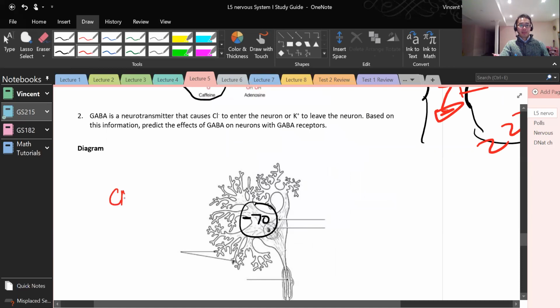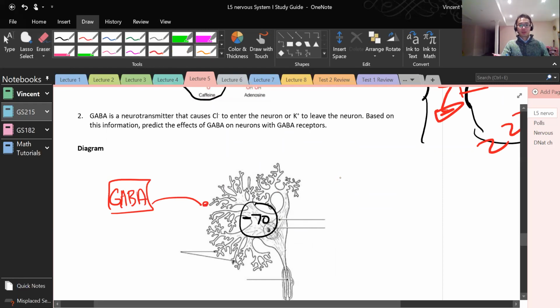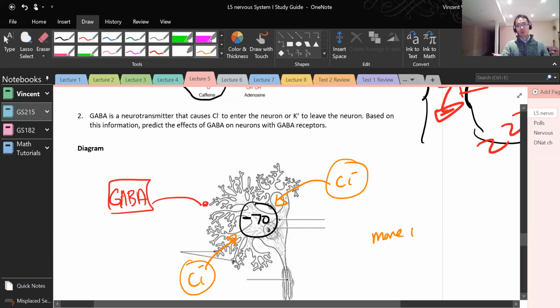If there is GABA, GABA comes along, it will bind to the receptors. Okay, and what it will do is cause chlorine to enter the cell. Okay, so chlorine, of course, is negative. So if it enters the cell, what does it do to the -70? Does it make it more positive or does it make it more negative? That's the question you have to answer, right? Well, hopefully the answer is more negative, because you are putting this chlorine into the cell and it carries a negative charge, right?